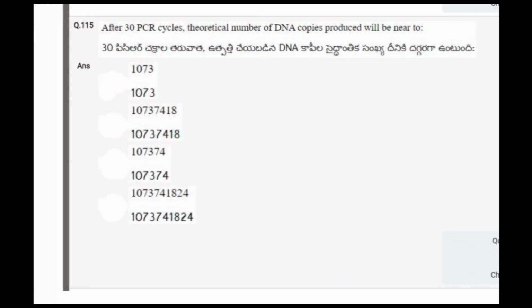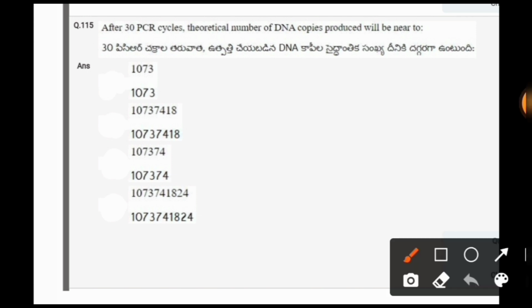Next question. After 30 PCR cycles, the theoretical number of DNA copies produced will be near to. The correct option is the last one. Fourth one is the correct option.